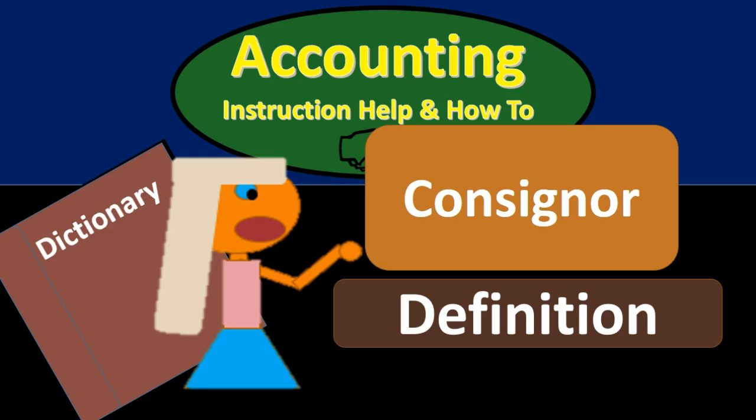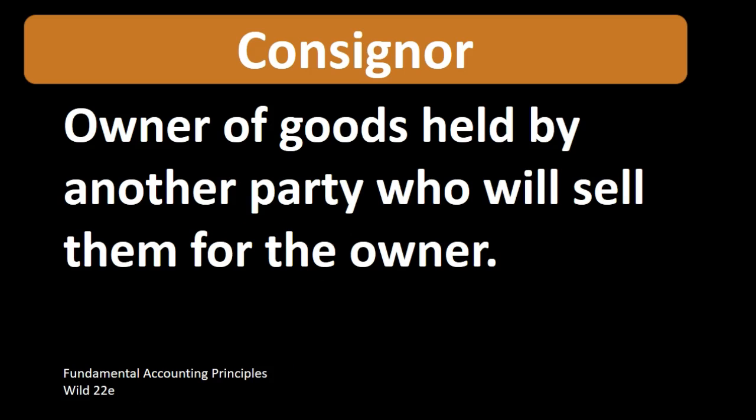Hello, in this lecture we're going to define consignor. According to Fundamental Accounting Principles, Wild 22nd edition, the definition of consignor is owner of goods held by another party who will sell them for the owner.